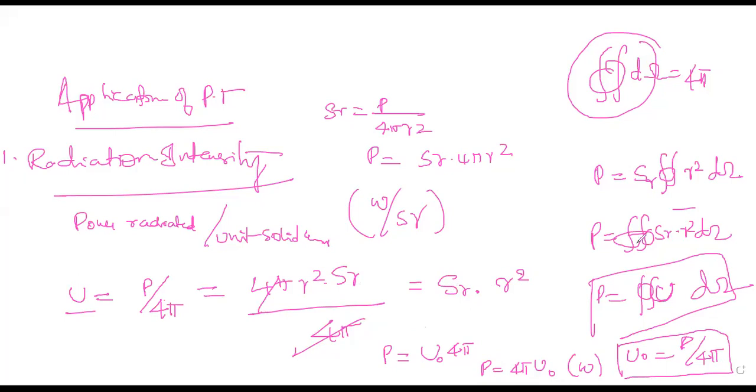Substitute this in equation 2 for SR into R square as U. So you'll have power is equal to double integral, that is total power radiated is integral of radiation intensity over the solid angle, which is 4 pi sterradians. So for an isotropic source, if you are writing the equation, substituting d omega as 4 pi, you will have P is equal to 4 pi U naught, which is again U naught. If you write, it is P by 4 pi. Clear?